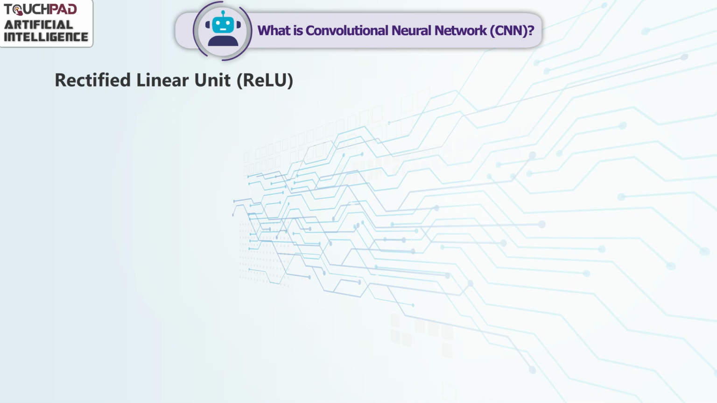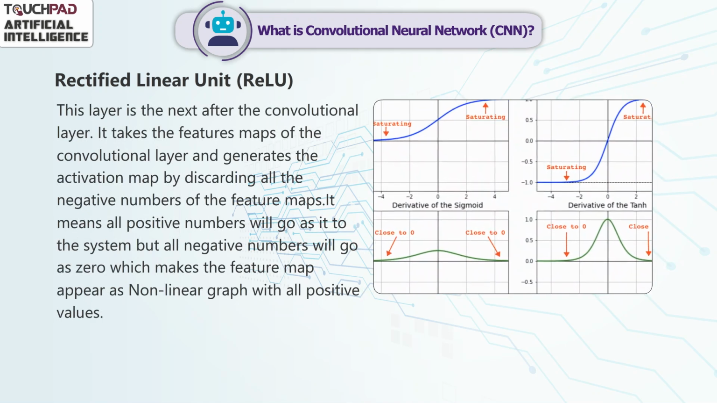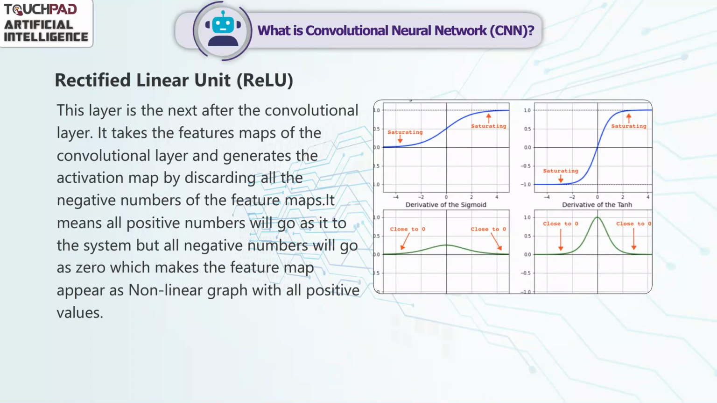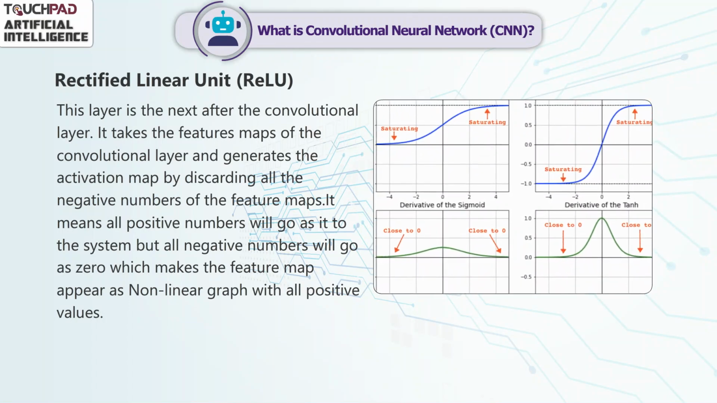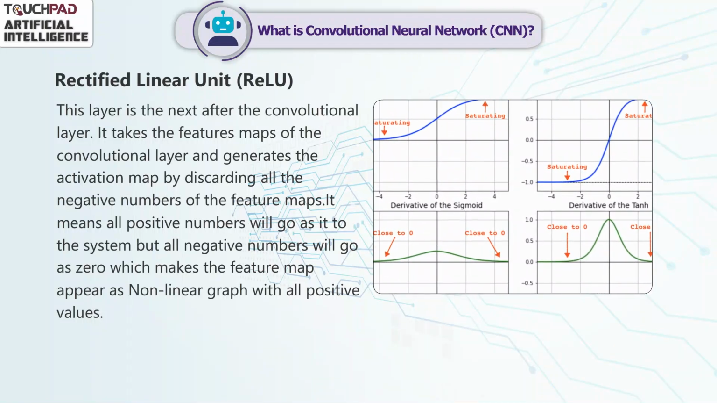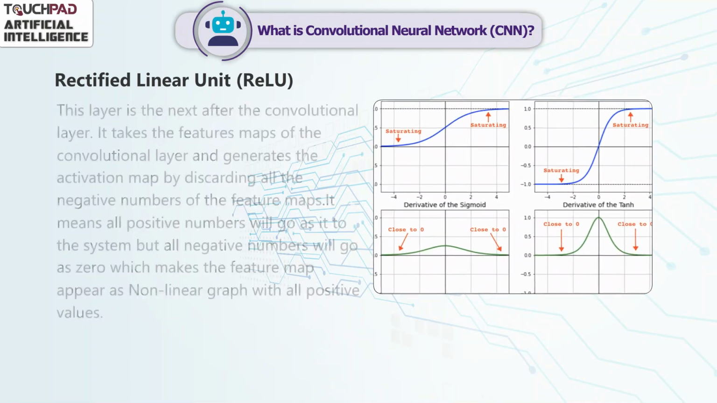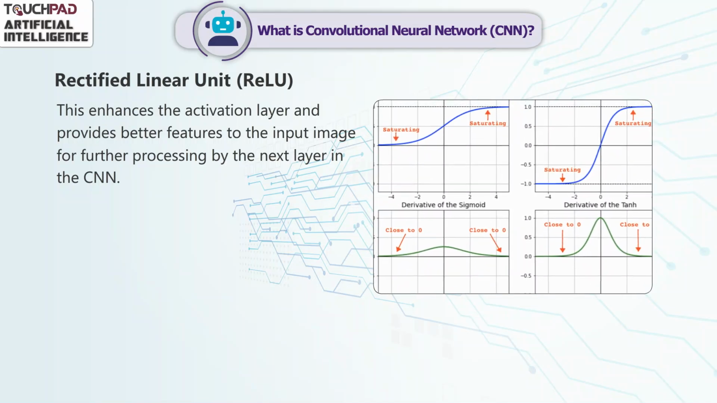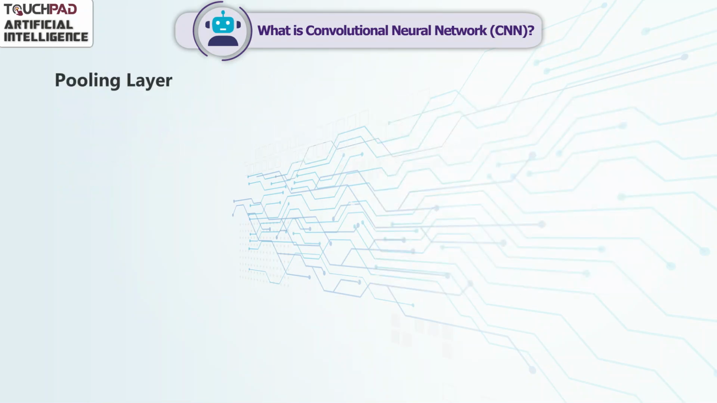Rectified linear unit, ReLU. This layer comes after the convolutional layer. It takes the feature map of the convolutional layer and generates the activation map by discarding all the negative numbers of the feature maps. It means all positive numbers go as they are to the system, but all negative numbers go as 0, which makes the feature map appear as a non-linear graph with all positive values. This enhances the activation layer and provides better features to the input image for further processing by the next layer in the CNN.